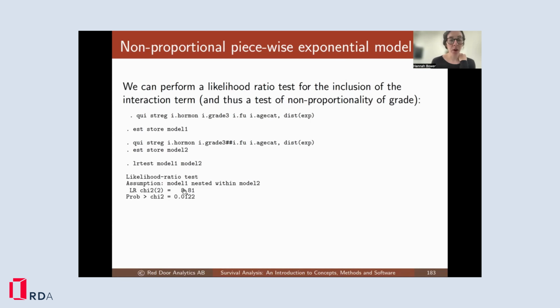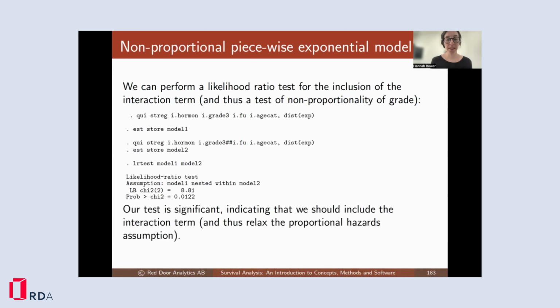And what we get overall is a p-value of 0.01, which indicates that we see a significant improvement in our model when including this interaction, and thus indicating that we should allow for non-proportionality of grade. So our test is significant, indicating that we should include the interaction term and thus relax the proportional hazards assumption.